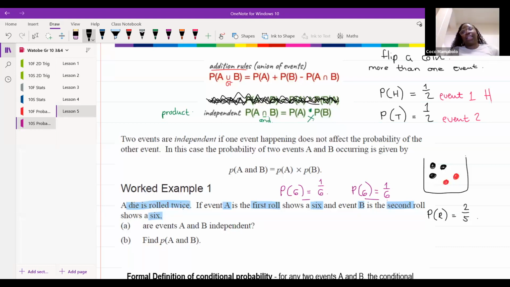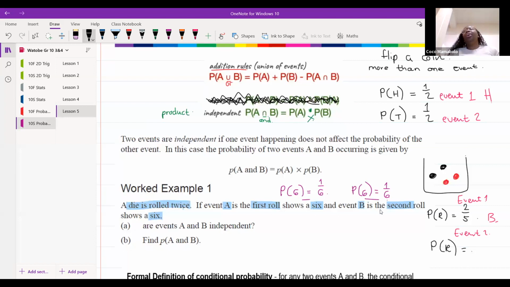Now, let's say I put my hand in the bag and I pull out a black marble. That's gone. Remember, this is event 1. So in event 1, I pulled out a black marble and I put it aside. Now, event 2: what is the probability of me pulling out a red marble now, in the second event?